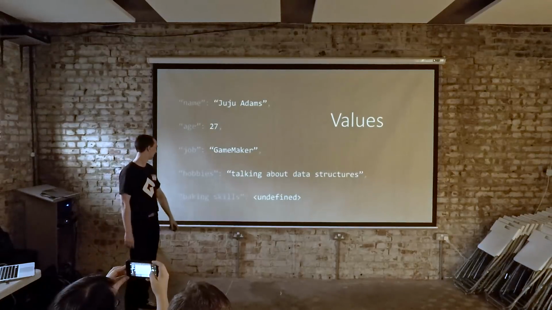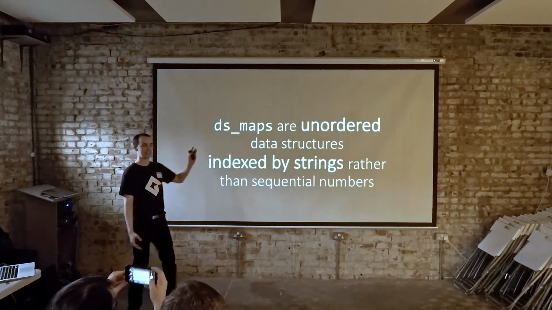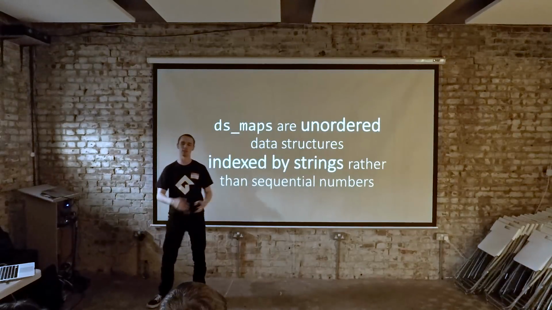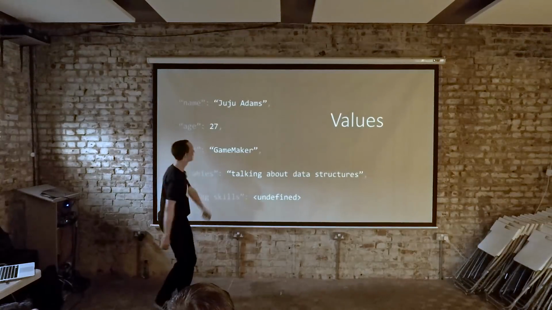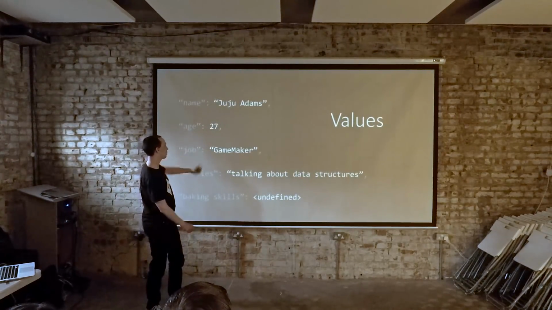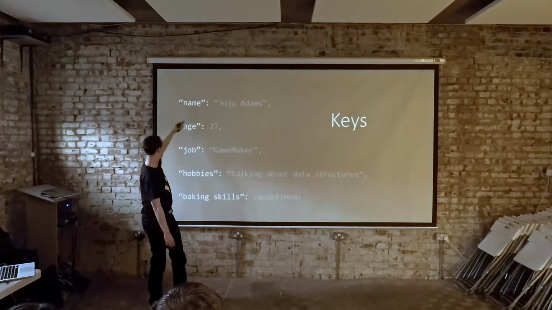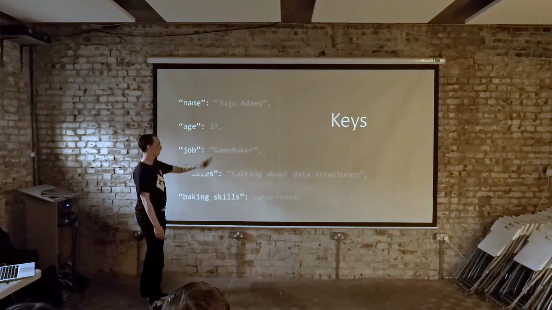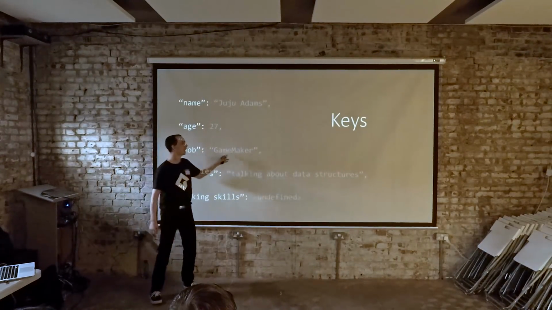Take pictures if you like. So you have keys and you have values. Fine. DS maps are unordered, though. So the order in which you have your data, you know, up here we have baking skills down at the bottom where they deserve to be, and then my name at the top where it deserves to be. It doesn't matter which way around you actually put these things. And you can find this data by looking at strings. So you go to the DS map and you say, I want to find what job Julian Adams does. He does a job. It is Game Maker.